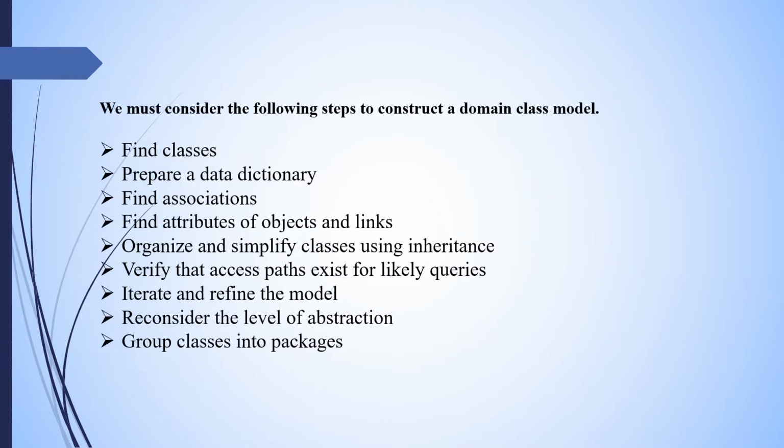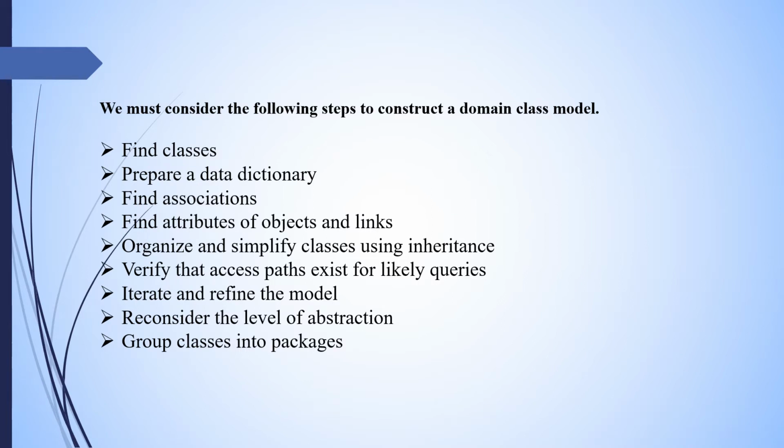We must consider the following steps to construct a domain class model. First one is finding classes. Prepare a data dictionary, find associations, find attributes of objects and links, organize and simplify classes using inheritance, verify that access paths exist for likely queries, iterate and refine the model, reconsider the level of abstraction, group classes into packages.